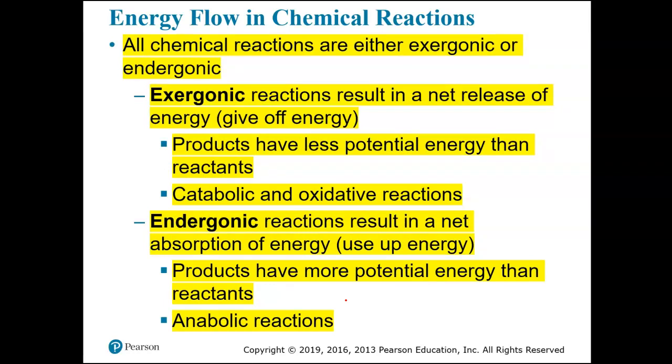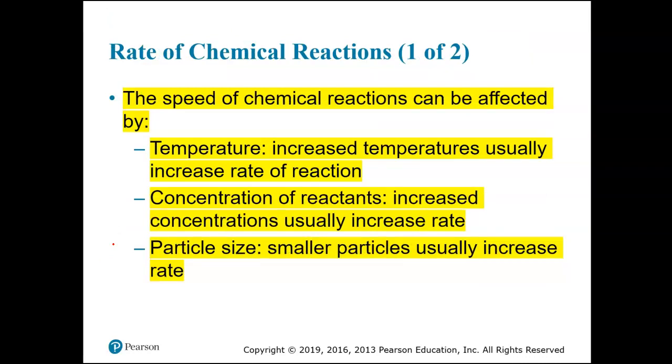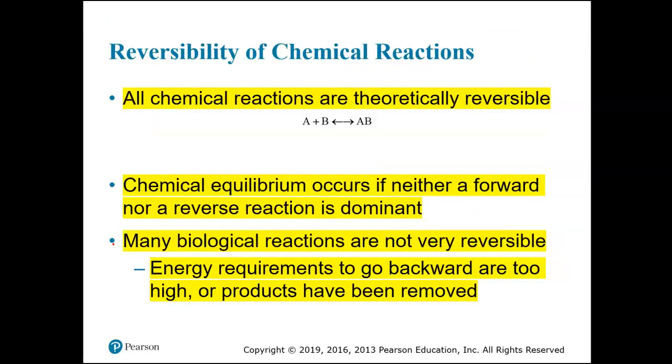Some reactions are exergonic. Most of our breakdown reactions are exergonic. So catabolic and oxidative reactions typically give off energy, and they're exergonic. And then our anabolic reactions or synthesis reactions tend to require energy, so they are endergonic. Some reactions are reversible, particularly our buffer reactions. That means they can go in the forward direction or the reverse direction, depending on what is needed by our body.